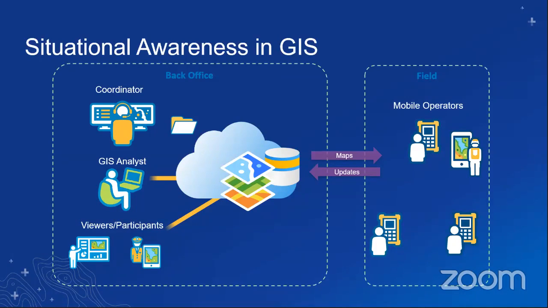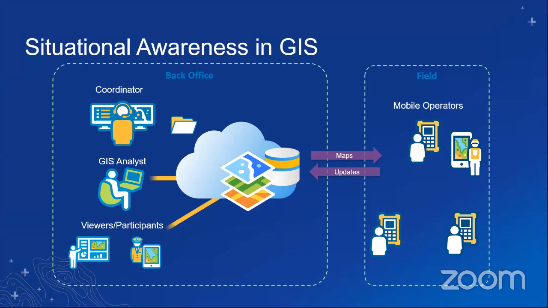So in a typical situational awareness case, we have two different environments, or two different areas. We have the back office and we have the field staff. In the back office, we have coordinators that will try to call people in the field, and then they report things to the back office and try to manage those things by communicating via telecommunication, or maybe emails or just messages.